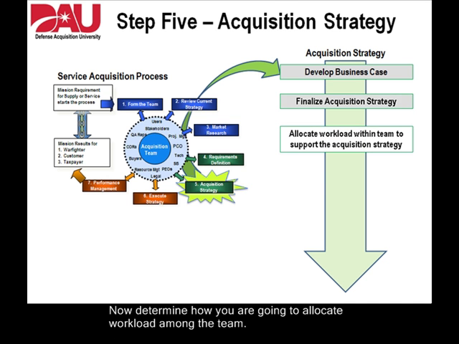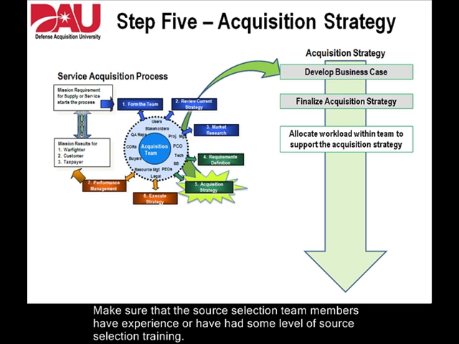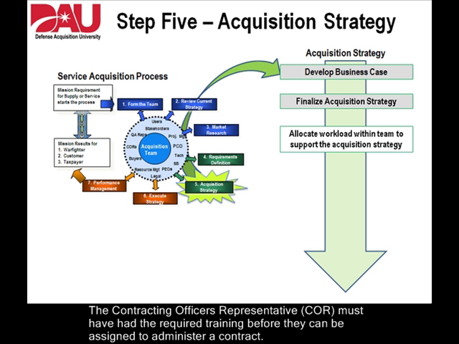Now determine how you are going to allocate workload among the team. Make sure that the source selection team members have experience or have had some level of source selection training. The contracting officer's representative, or COR, must have had the required training before they can be assigned to administer a contract.